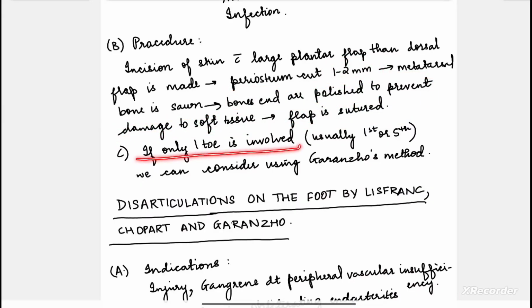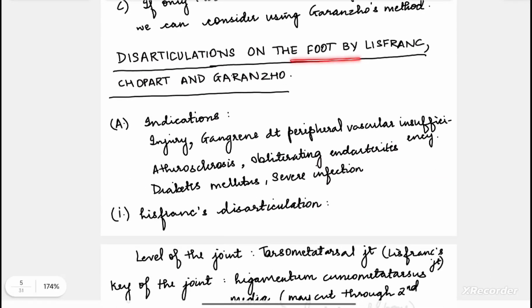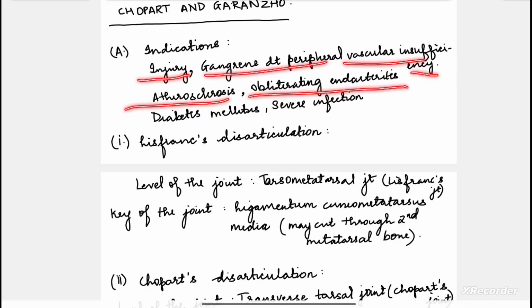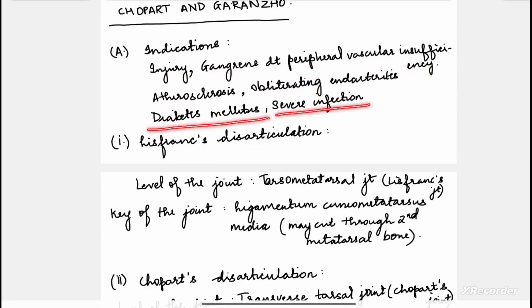If only one toe is involved, usually the first or fifth, we can consider using Garanzo's method. Disarticulation of the foot by Lisfranc, Chopart and Garanzo methods. Indications are injury, gangrene due to peripheral vascular insufficiency, atherosclerosis, obliterating endarteritis, diabetes mellitus, and severe infection.